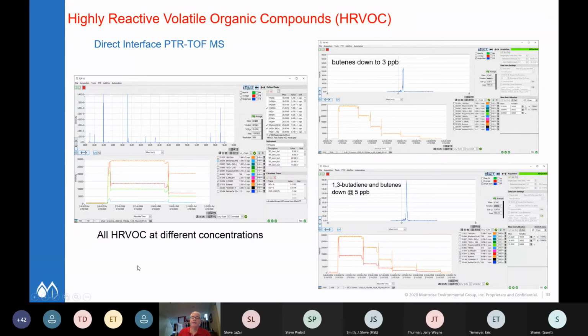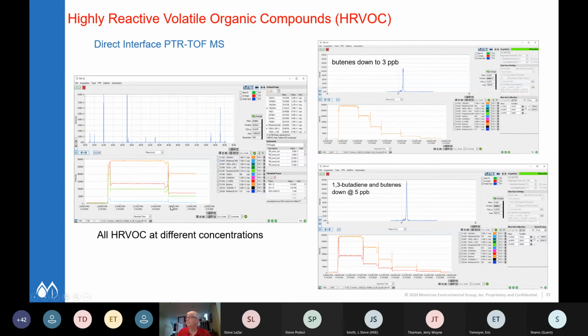Now one of the key issues is that if you remember back to the big dotted chart, we have to do this analysis with oxygen because you can't see ethylene and propylene with hydronium. One of the issues with oxygen is it's not quite as sensitive. The reaction kinetics aren't as favorable as water, so your response is a little bit lower. So it took quite a considerable amount of time to come up with PTR operating conditions that allowed us to do an HRVOC analysis and see all the components at a really low level.